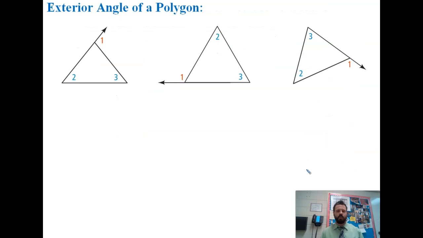Okay, we're going to talk about one more theorem involving triangles, and this one's going to deal with exterior angles on triangles. Now, I didn't define it for you here, but it's pretty easy to visualize what an exterior angle is. An exterior angle is just an angle formed by the extension of one side of a polygon and its adjacent side. So angle 1 is an example of an exterior angle here. And we've got a few different examples of triangles with exterior angles.